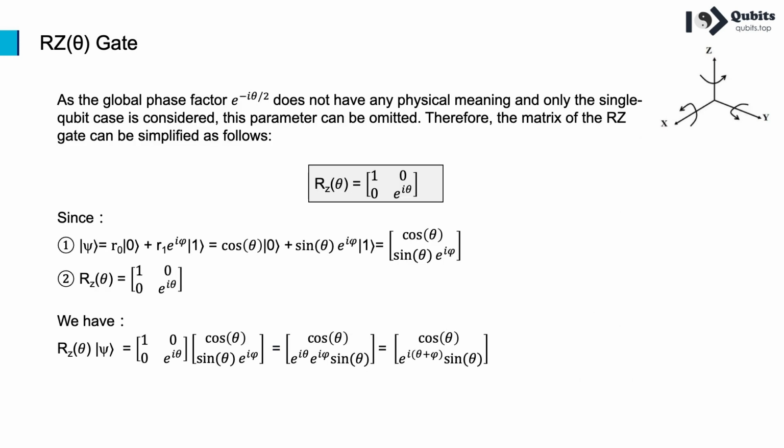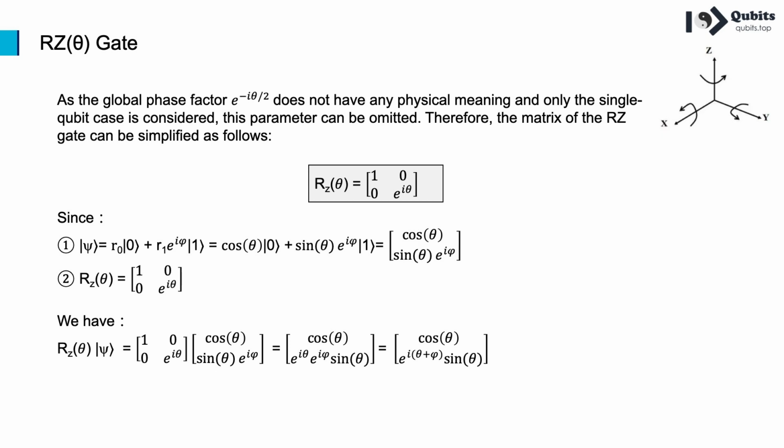The global phase factor of the RZ gate, which is given by the complex exponential of negative i times half of theta, is a common factor that appears in all possible quantum states that can be transformed by the gate. This factor does not have any physical meaning, as it only affects the overall phase of the state and not its probabilities or other observables.